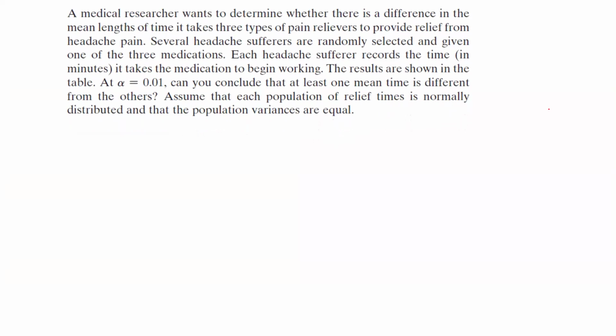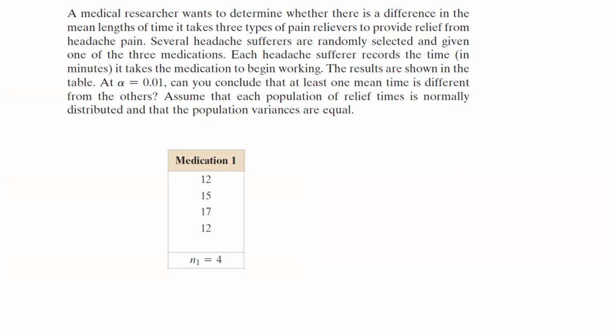So let's go back to the medical researcher. A medical researcher wants to determine if there is a difference in the mean length of time it takes 3 types of pain relievers to provide relief from headache pain. So that researcher is going to select random people who suffer headache and give one of the 3 medications to each. Each headache sufferer records the time in minutes it takes the medication to work. The results are shown in the table here.